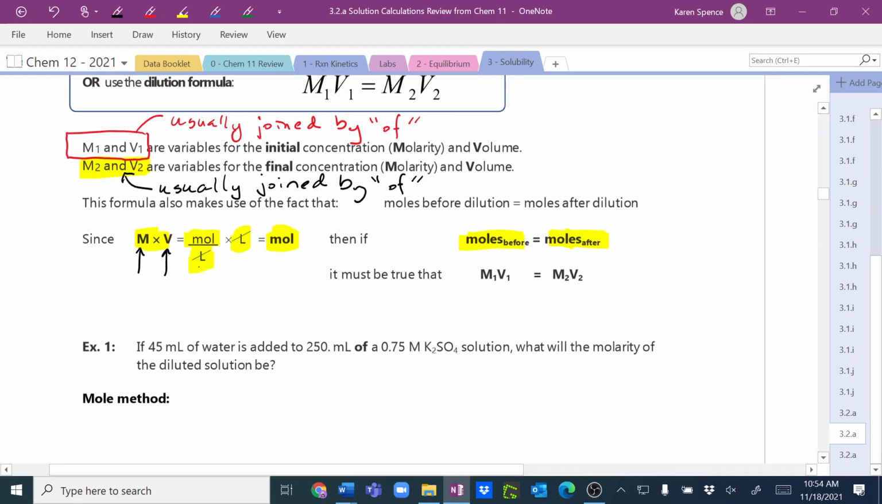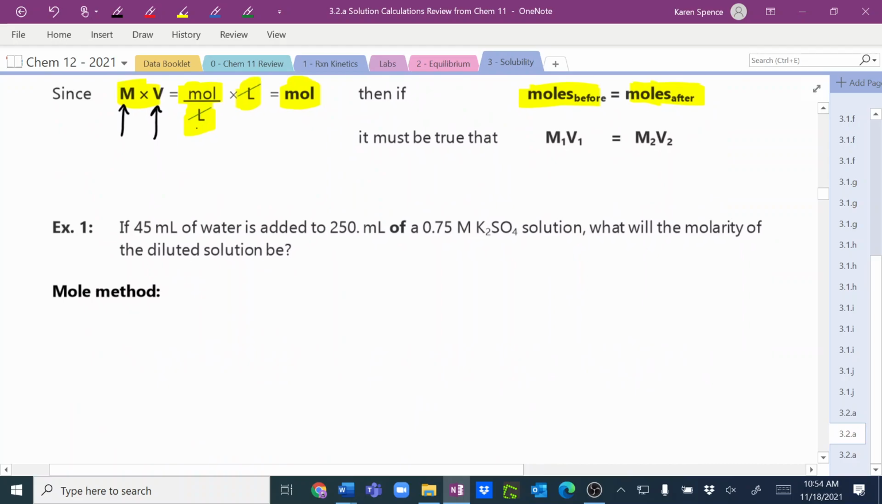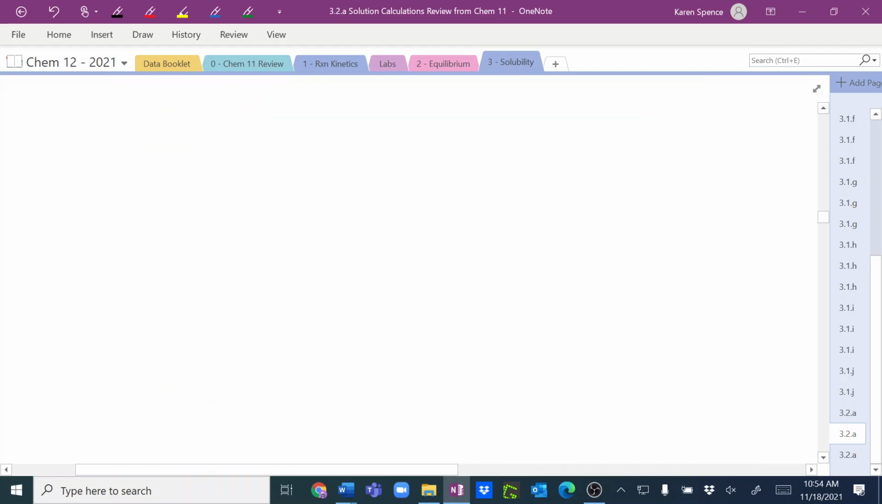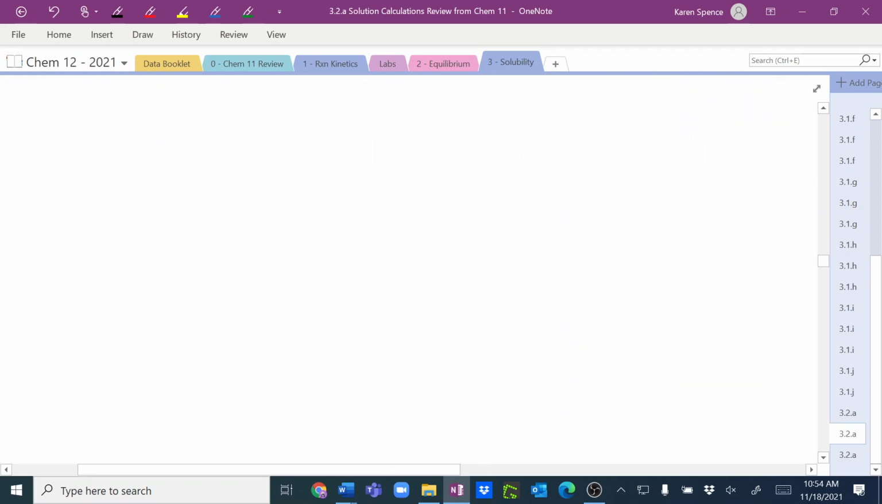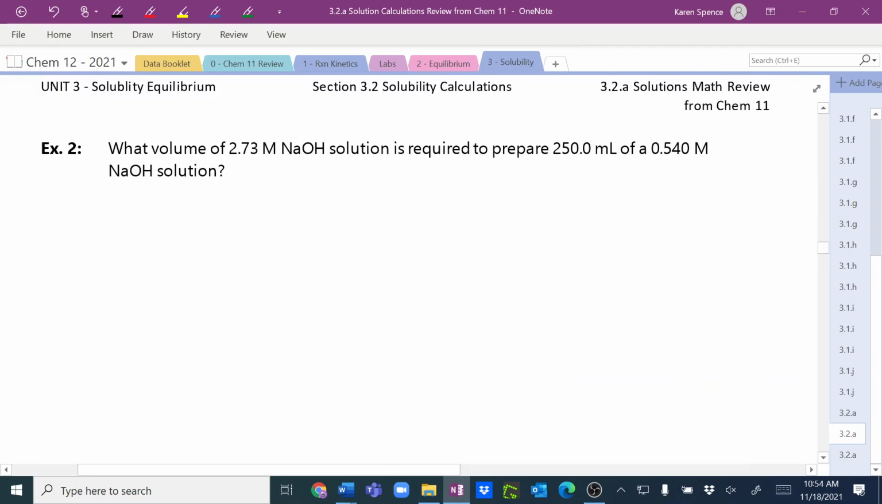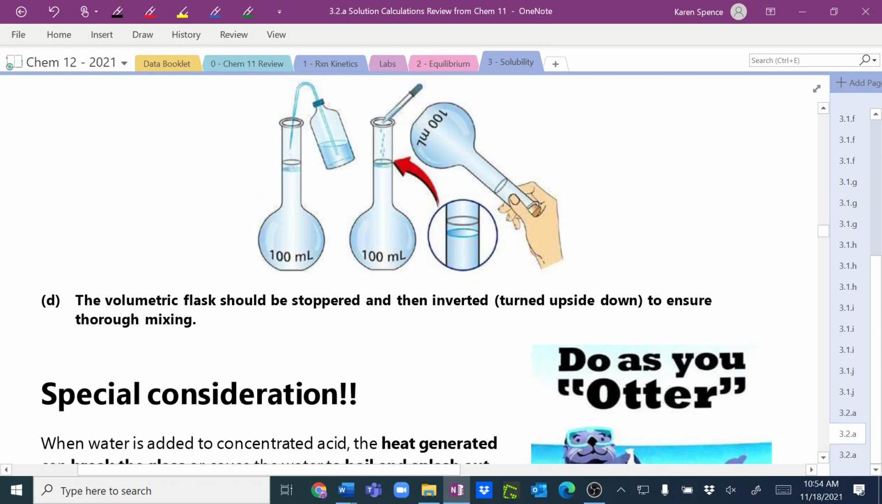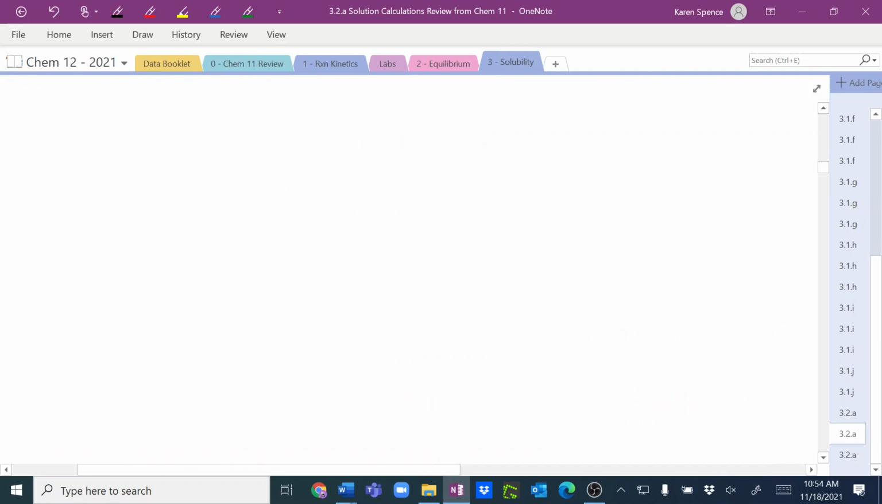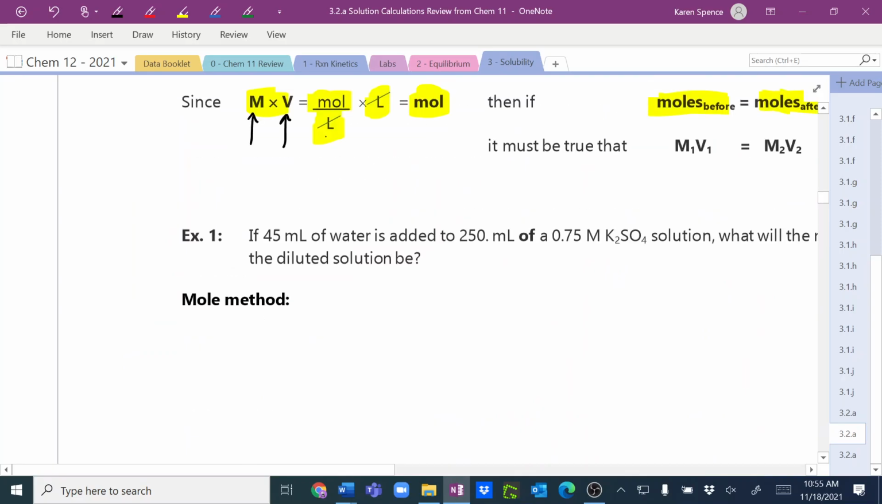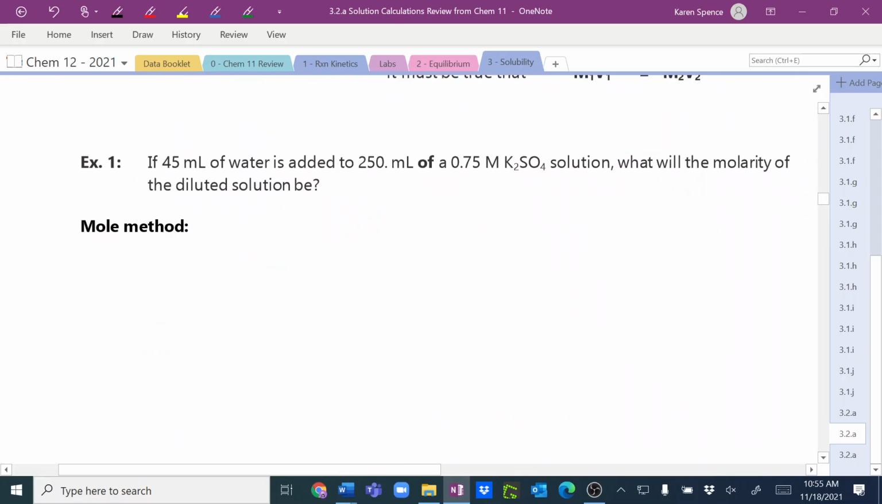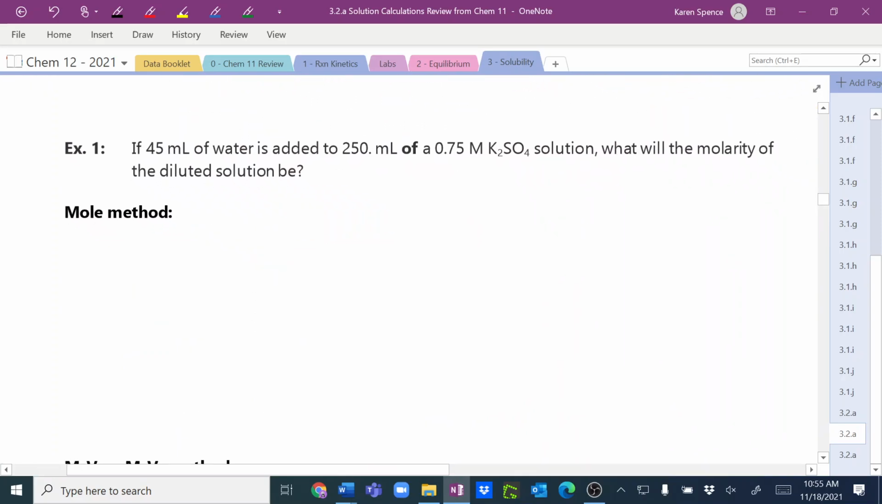Okay? We're going to do a few examples. If you feel like you're ready to go and you would like to just work on the questions at this point, you could just do the odd questions. Don't feel obliged to do them all. Do the odd ones, and then if there's a section you feel you need more work on, you could do the extra ones. But I'm going to go through a couple of examples showing both the mole method and the M1V1 method.